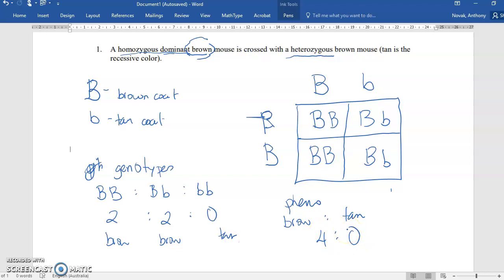And that's how you do a Punnett. If you're not too sure, review your video of Amoeba Sisters, which is found on the same lesson page.